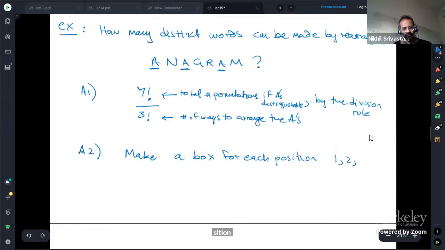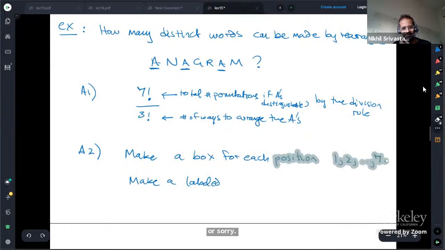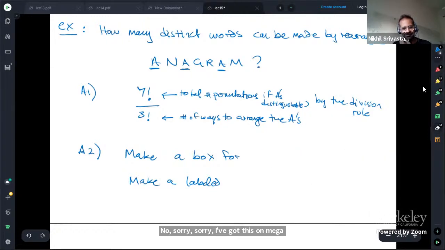Each position 1, 2, 3, up to 7. Okay. And now make a token, make a labeled token. Or sorry. Oh no, sorry, I've got this wrong. Make a token for each position.